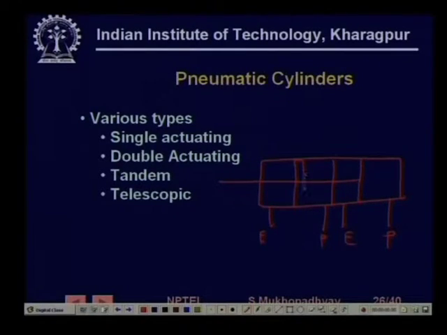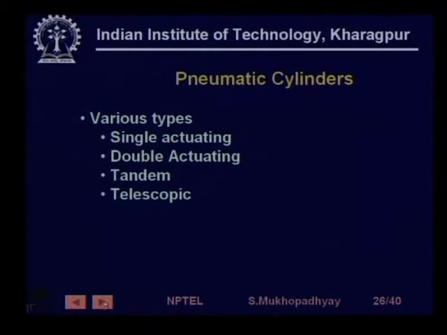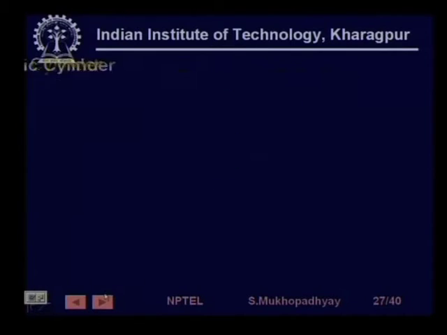So, on this surface some force will develop, on this surface some force will develop, F and F. So, total force on this is 2 F. So, effectively two cylinders are put in tandem. Sometimes such things are done. Similarly, you can have telescopic cylinders where you can have large stroke lengths. So, there are various such things possible. We will not look at them in great detail. We will just see a picture of a pneumatic cylinder.